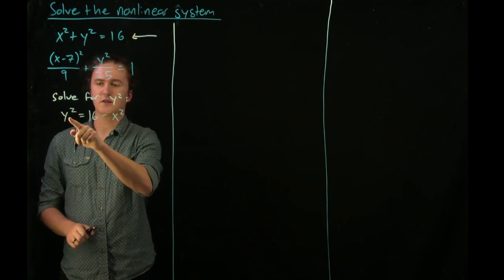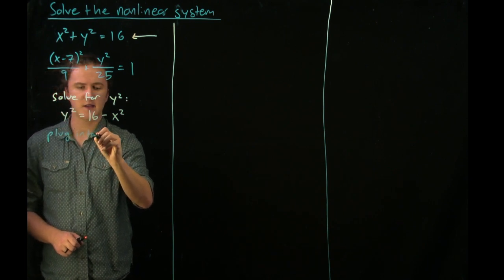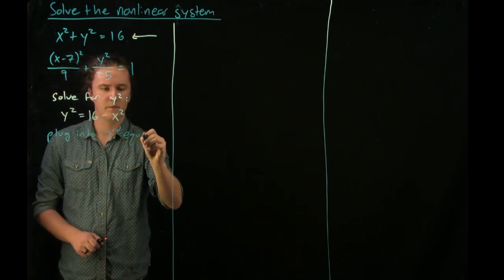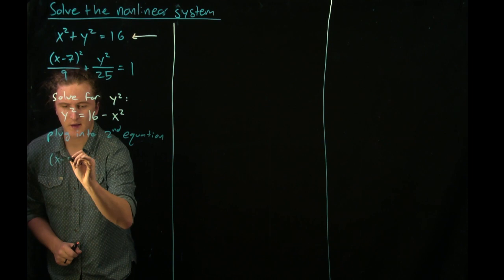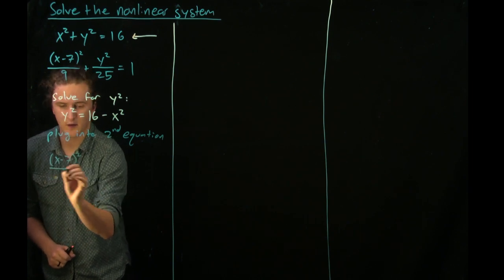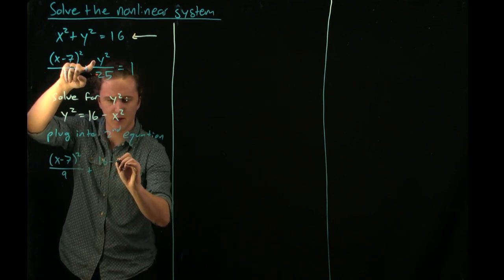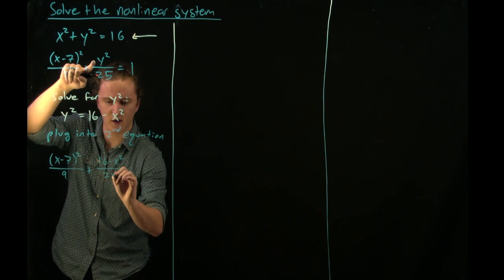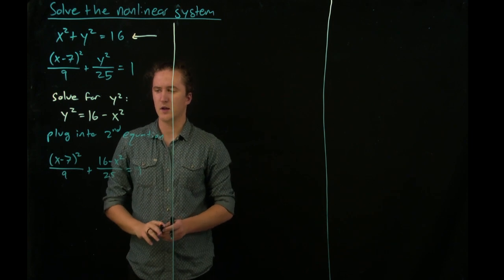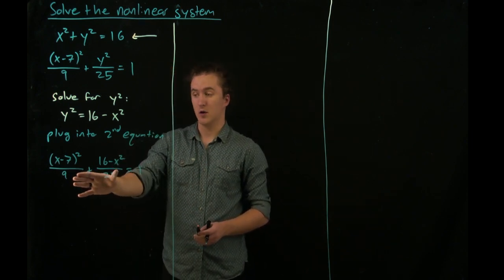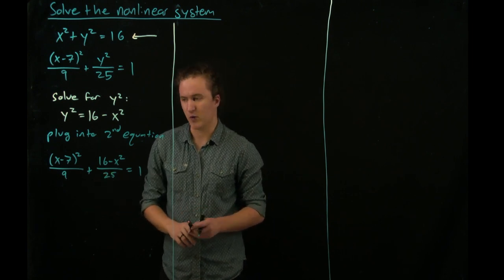And now I can take this y squared and plug it into our second equation, leaving us with the following. This first term does not change. (x minus 7) squared divided by 9 plus, now that we know what y squared is, (16 minus x squared) divided by 25 is equal to 1. And even though it's not written in the form we normally see it in, this is a quadratic equation in x, which means that we can rearrange it in a way where we're allowed to use the quadratic formula.